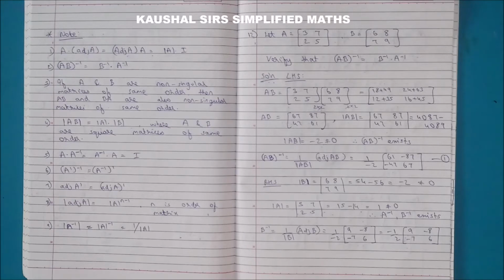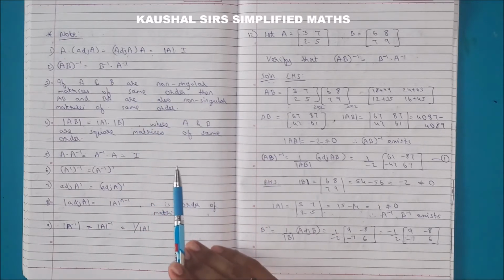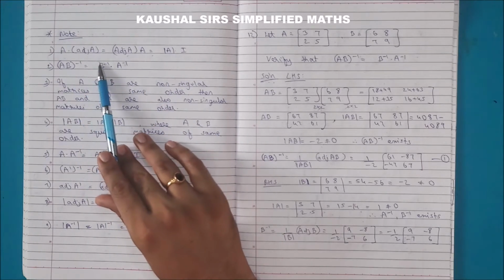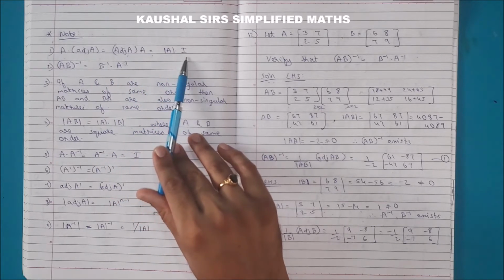Hello everyone, in today's lecture we will be completing exercise 4.5. Before completing the remaining questions from 12 to 17, let us see some important points which would be helpful in your MCQ type questions. The first point is A into adjoint of A is the same as adjoint of A into A, which is equal to determinant of A into I.